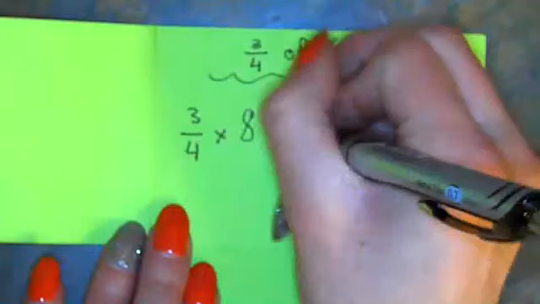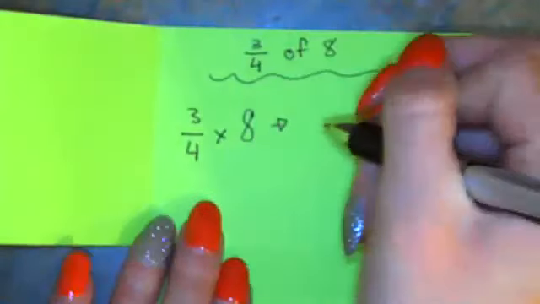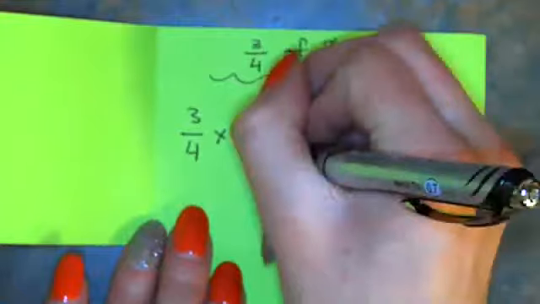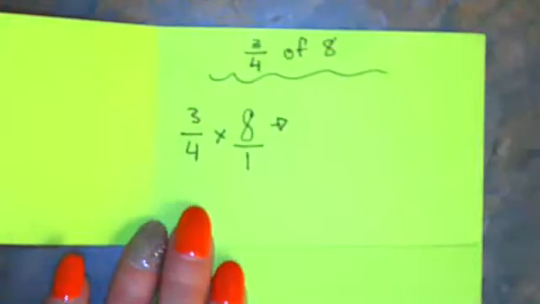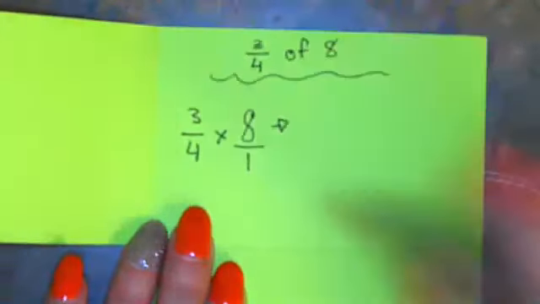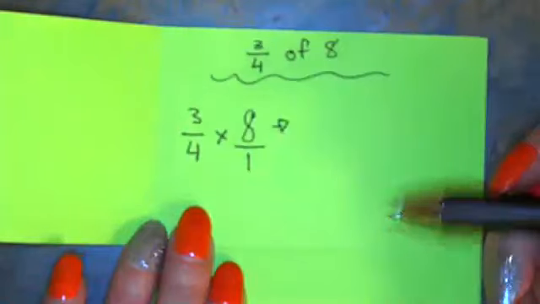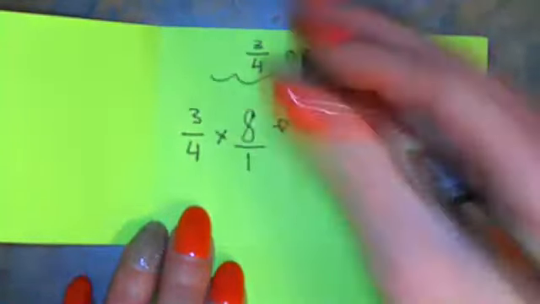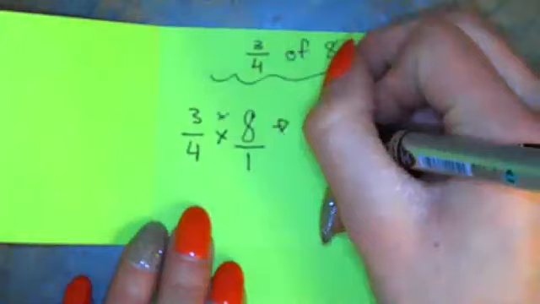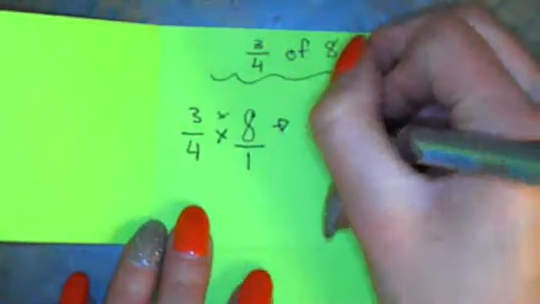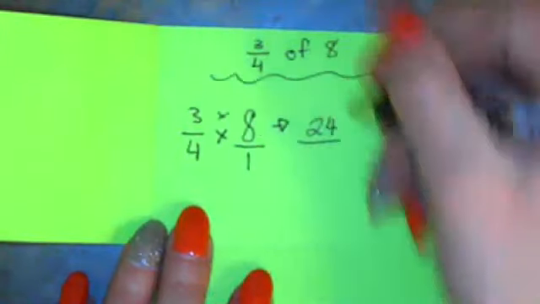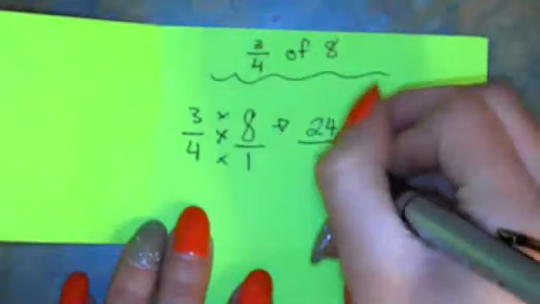Okay, so from here, all we do is put 8 over 1. Okay, that's all we do. We put 8 over 1 because 1 goes into 8, 8 times. Okay, so then we multiply. 3 times 8 is going to be 8, 16, 24. And then 4 times 1 is 4.